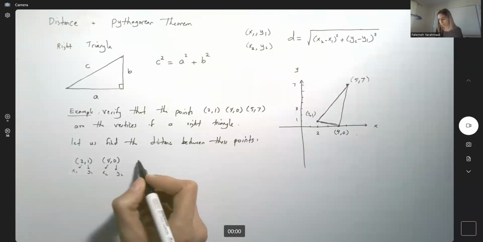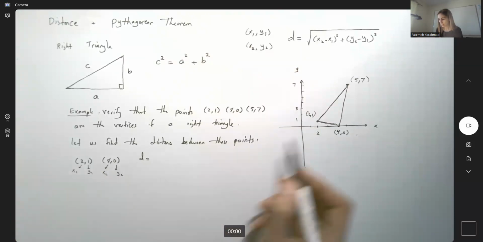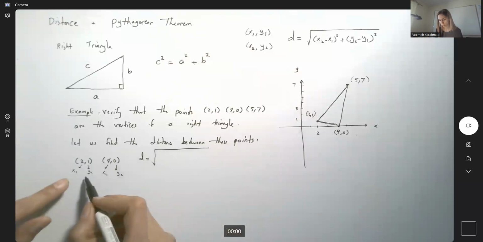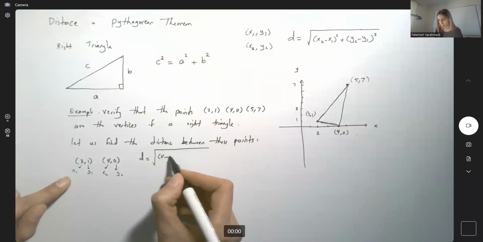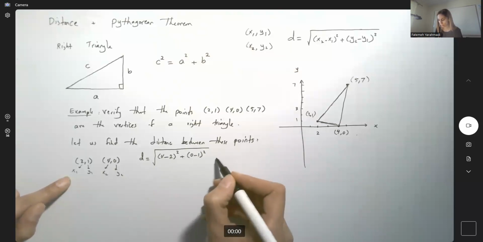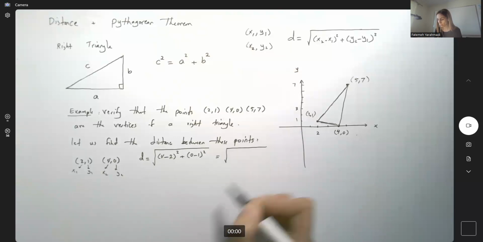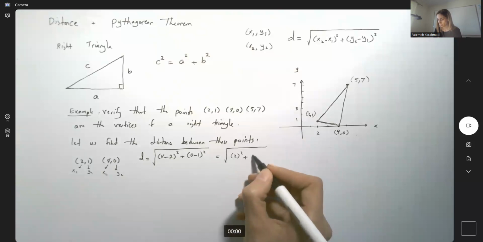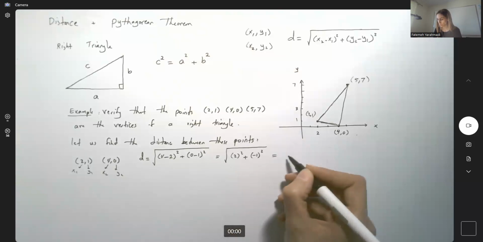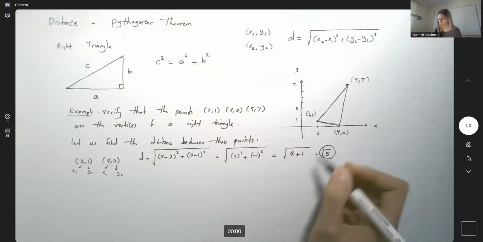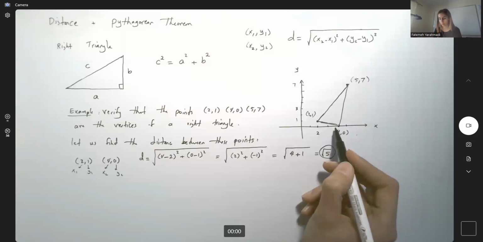You might say this is my x1, this is my y1, this is my x2, and this is my y2. So here, the distance between these 2 points is equal to the square root of 4 minus 2 to the second plus 0 minus 1 to the second, which is equal to the square root of 2 squared plus negative 1 squared, which is the square root of 4 plus 1, or square root of 5. This is this distance here.